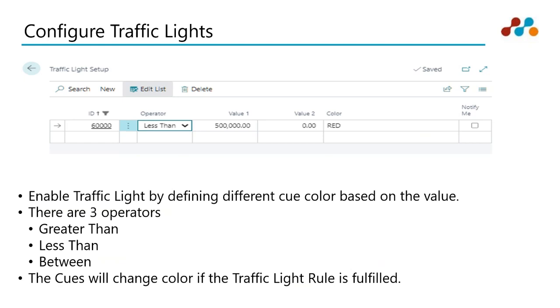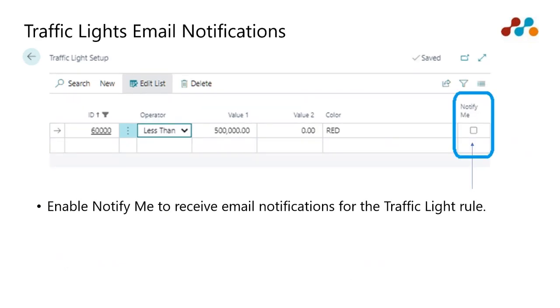So this is for the traffic light, and we have what is called notify me. So what does notify me do? Notify me is a feature which sends an email notification to the concerned user when this particular condition is true. This way, the user has a visual representation of the notification as well as an email notification for the same. So here I just pointed out notify me.